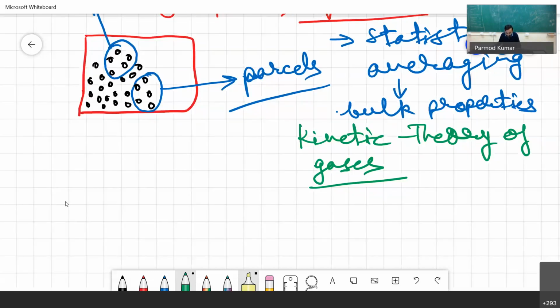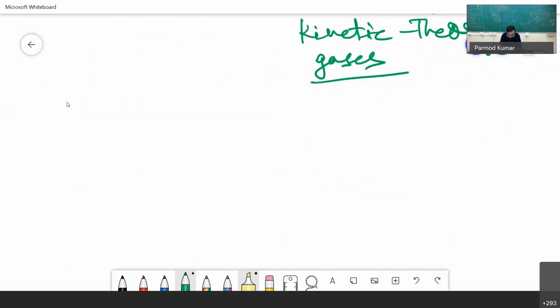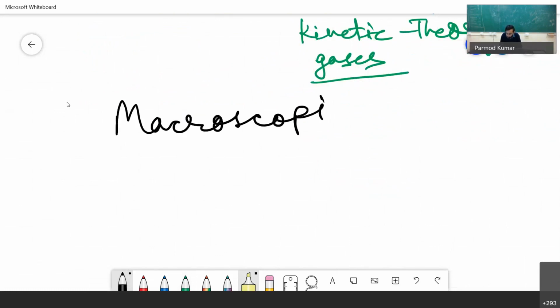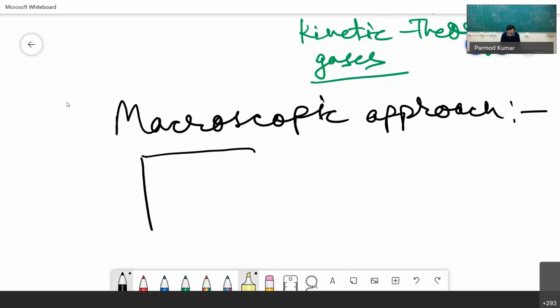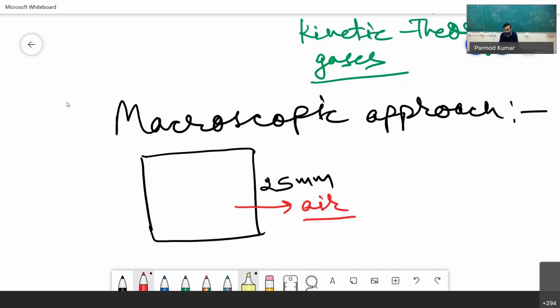Now let us see the macroscopic approach. In engineering systems, we have the macroscopic approach. Here we have some system, as I have already told you, say a cube of 25 side. Inside that we have some medium, say our air. In the macroscopic approach, we will not go into the molecular details of this gaseous medium. Rather, we will try to perceive the bulk properties we get from this particular system.